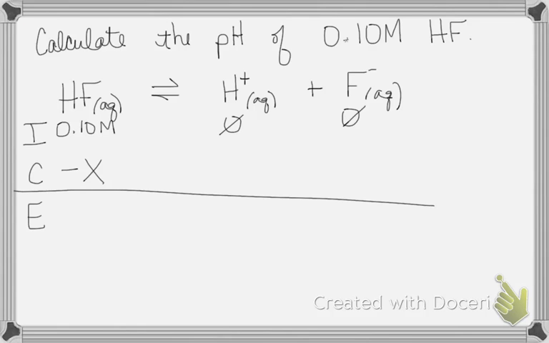So if X amount of HF ionizes, can you fill in the rest of that C line? Isn't it going to be X and X over here? How do I know it's X all the way across and not like a 2X or something? Because the coefficients are 1 and 1 and 1. So it's just X all the way across. And so now I know that at equilibrium, I will have 0.10 minus X, X, and X.